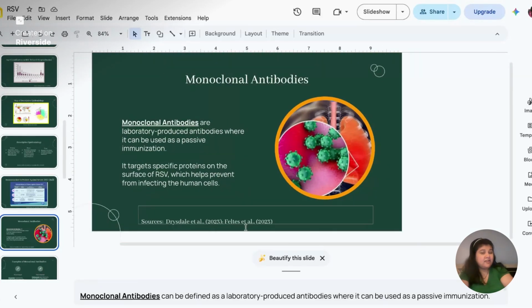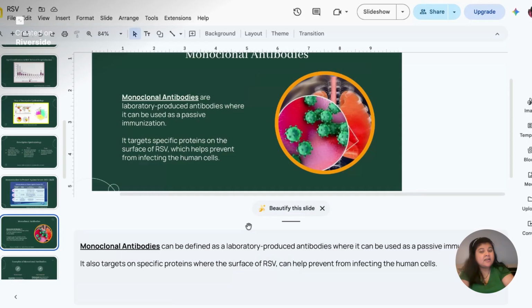Monoclonal antibodies are usually defined as laboratory-produced antibodies that can be used as passive immunization. They specifically target proteins on the surface of the RSV, which could potentially help prevent it from infecting human cells.